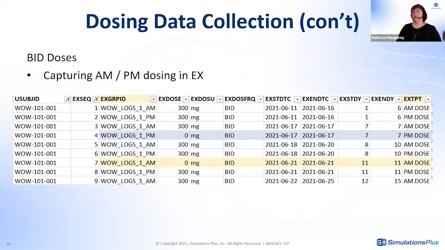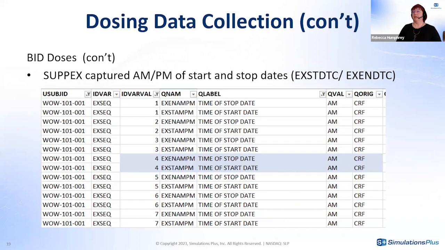Along with this EX data set, they provided a supplemental EX data set. To utilize the supplemental EX dataset, you need to understand what records in the supplemental EX dataset go with what records in the EX. And I had pointed out that it was the fourth record that had the skipped dose. So this is the information in the supplemental EX dataset that goes with that fourth record. And in EX, they are capturing the time of the start date and the time of the stop date. And in EX, there's contradictory information that they were both AM times.